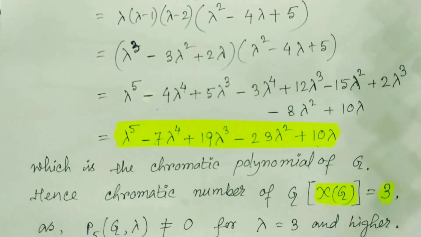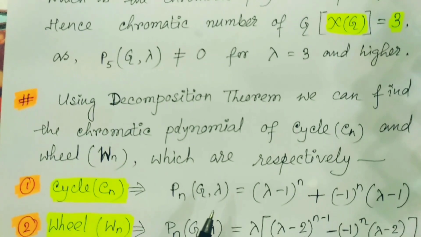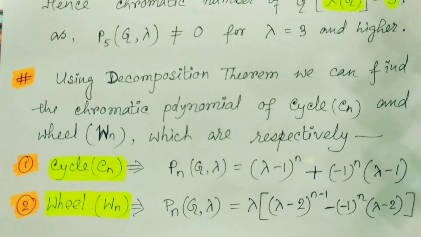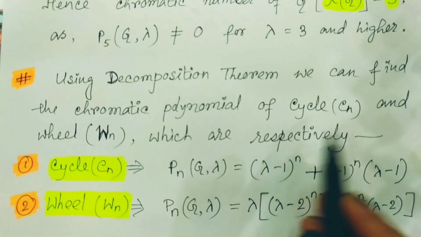Hence the chromatic number also we can find from here. We substitute the lambda values as 1, 2, 3, 4, and for the minimum value of lambda for which the chromatic polynomial gives a non-zero value, that particular lambda value is the chromatic number. Here, if we substitute lambda equals 3, it gives a non-zero value, so the chromatic number for this given graph is 3, and this is the chromatic polynomial.